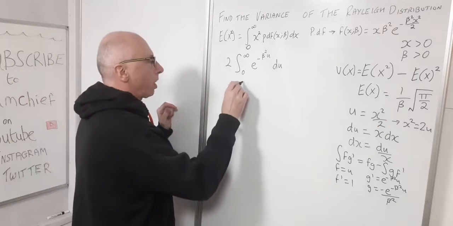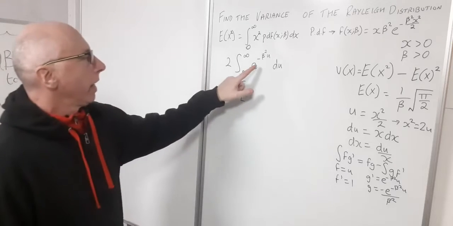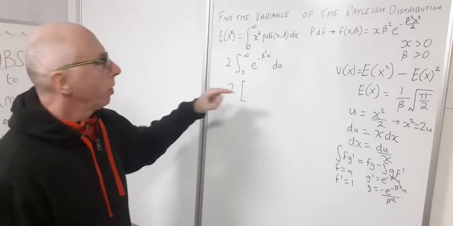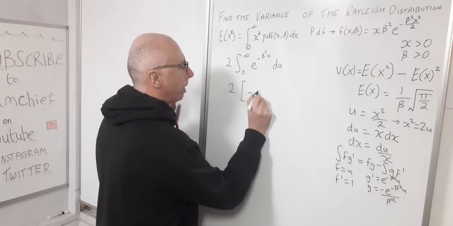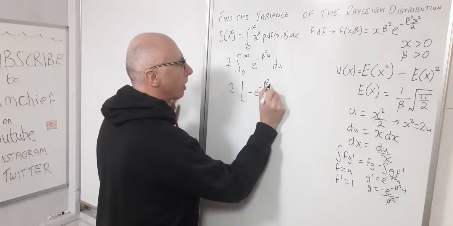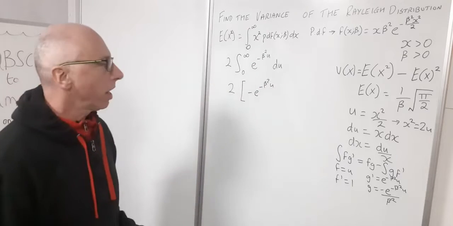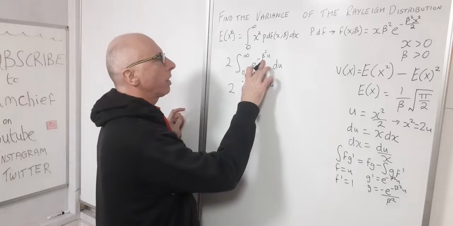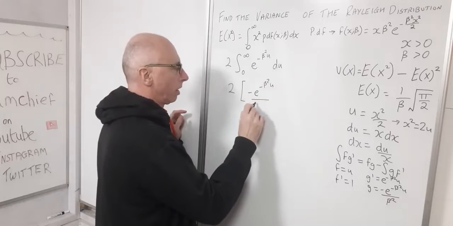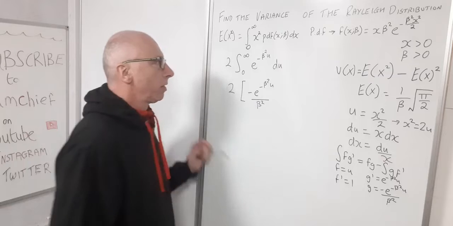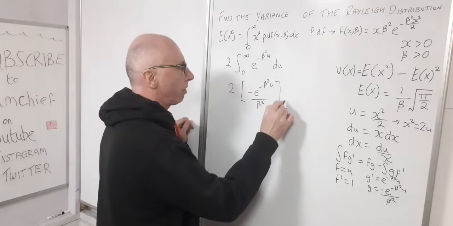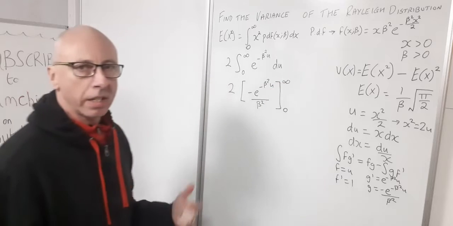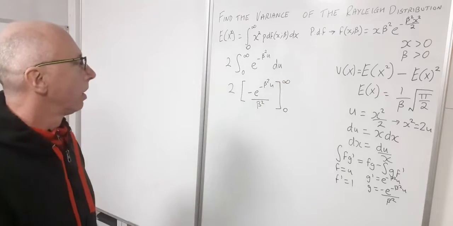So now I've got 2 times e to the minus beta squared u. Well, the integral of that, I've got minus e to the minus beta squared u. My input will still stay the same, but now I need to divide by my beta squared. So that takes care of that, and then I calculate it from 0 to infinity, and that's going to give me the result that I need.